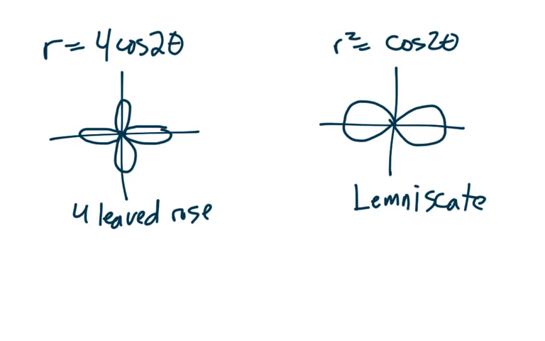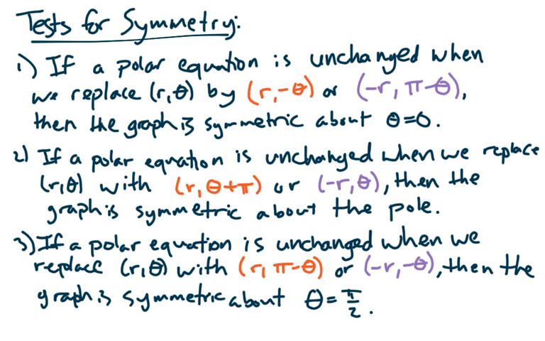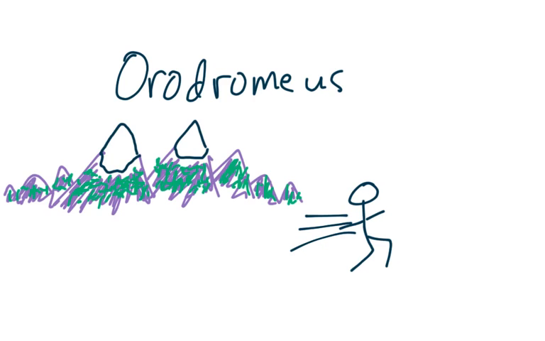We knew that if something was symmetric about the x-axis, we only had to do 2 quadrants' worth of r comma theta tables to figure out what to graph. But if you've got more than one symmetry, then you only have to do 1 quadrant. That's pretty handy. So here's our summary of tests for symmetry. We've got 2 tests for each kind of symmetry, and our dinosaur for the day is Orodromeus, the mountain runner.